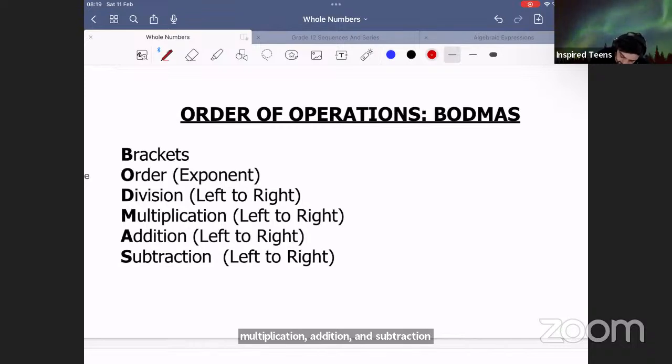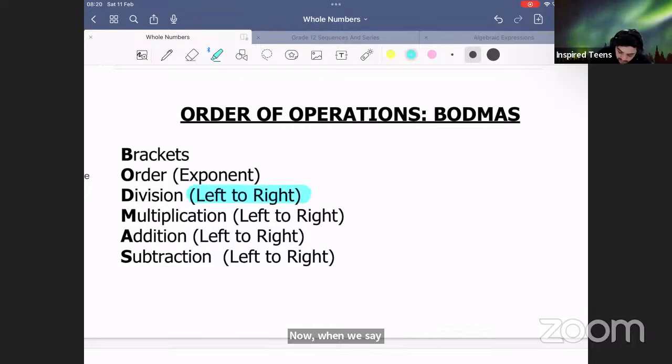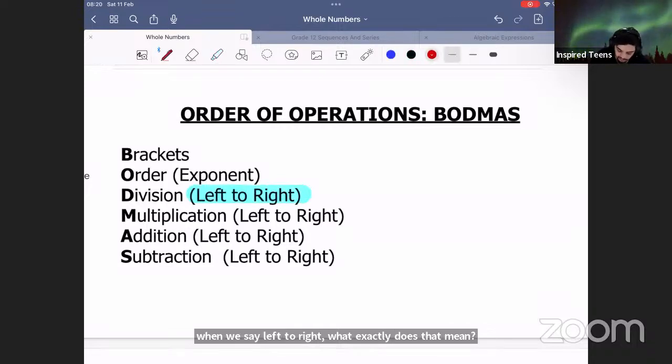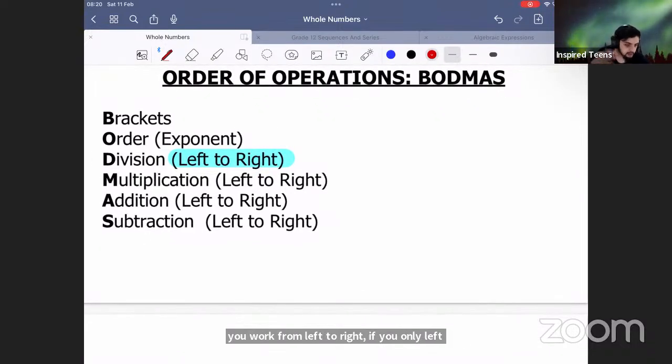Now, when we say left to right, what exactly does that mean? It basically means that if you're only left with division, you work from left to right. If you're only left with multiplication, you work from left to right. If you're only left with addition, same thing, and subtraction, right? So let's do a simple example.